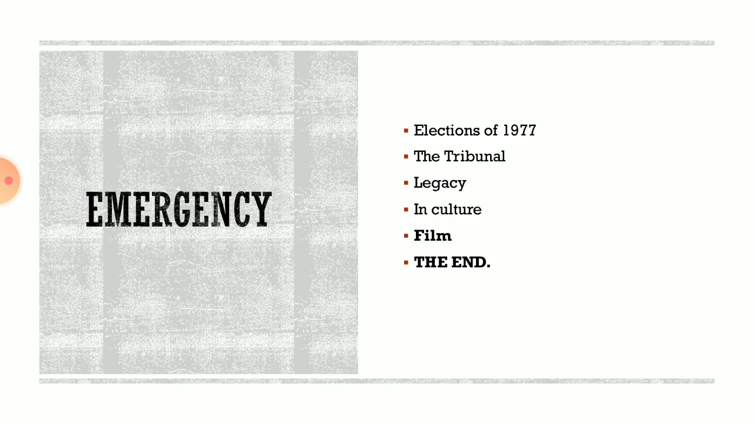Zonal RSS leaders authorized Ekant Ramkrishna Ranade to quietly enter into dialogue with Indira Gandhi. Some people say that Atal Bihari Vajpayee and Indira Gandhi were very close friends, and that Atal Bihari Vajpayee always admired Indira Gandhi a lot. Okay, so these were a few things.